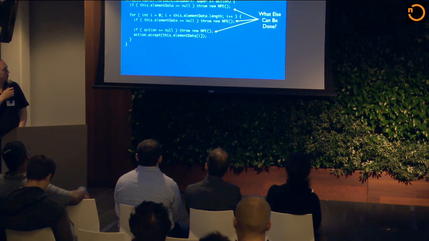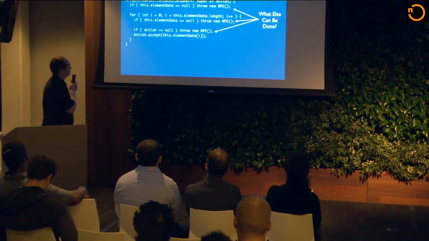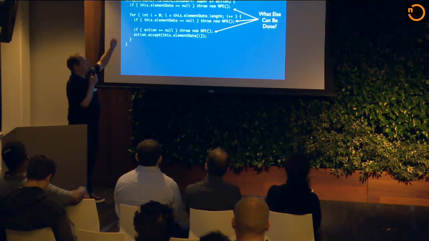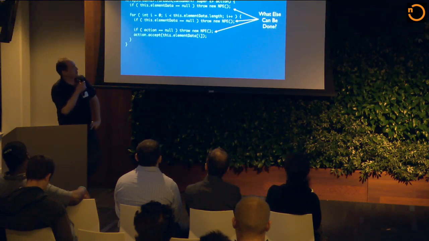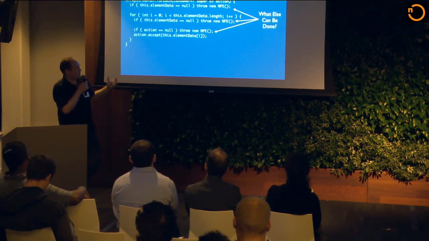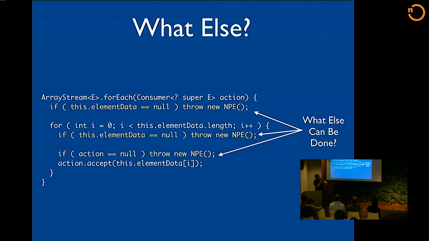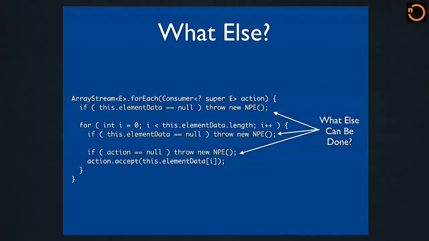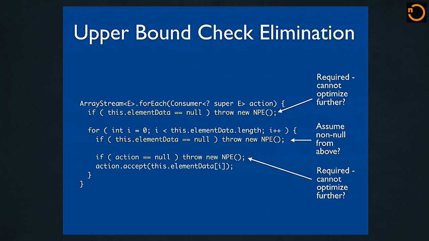Okay, now we're left with a bunch of null checks. We have this element data equals null outside the loop. We have it again inside the loop. And we have action equals null inside the loop. What could we do about those? Now, you'd think the first one, that's required. What could we possibly do to optimize that?